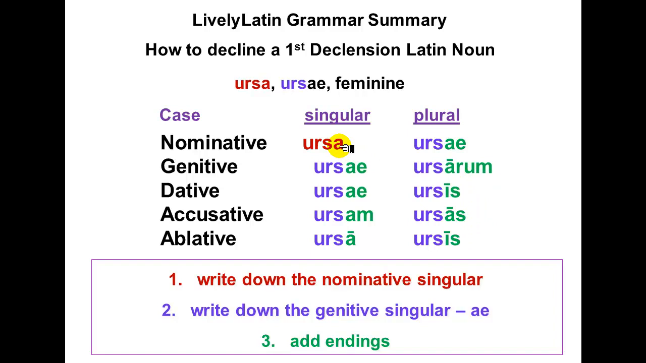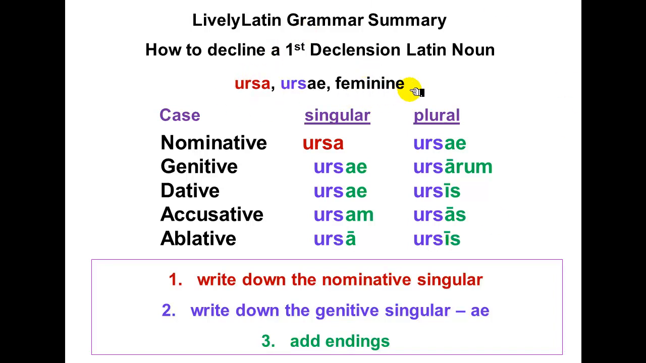This word means bear. So we'll give a sample translation. Bear is the subject, of or for the bear, to or for the bear, bear as the object, by or with the bear. Bears as the subject, of or for the bears, to or for the bears, bears as an object, by or with the bears. That's just a sample translation.